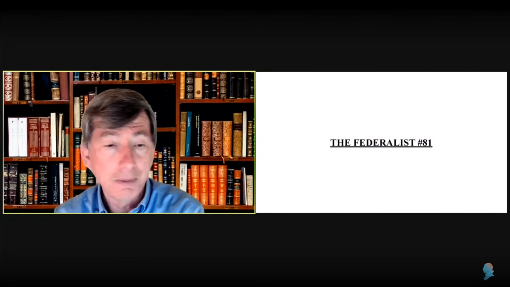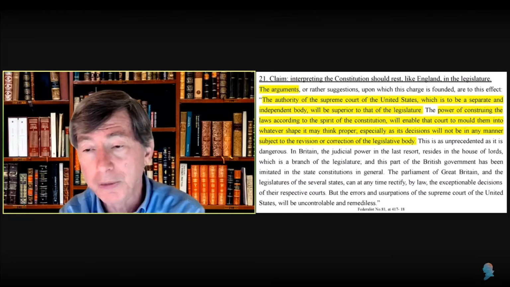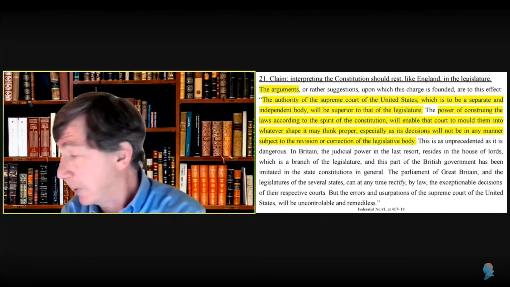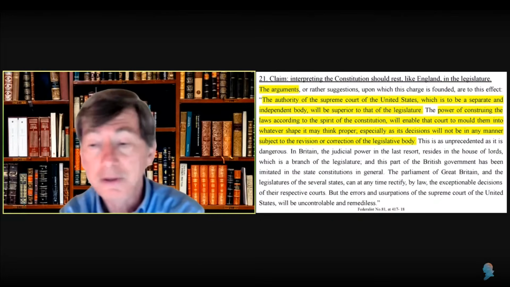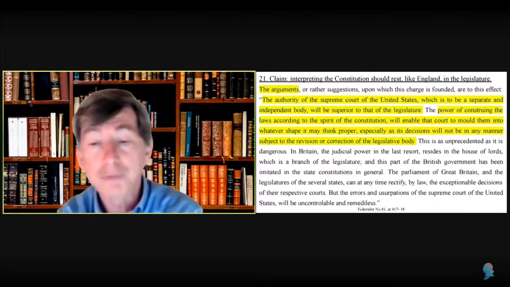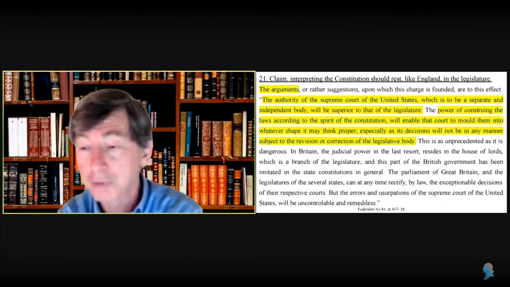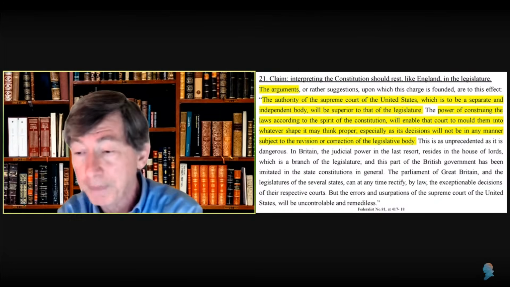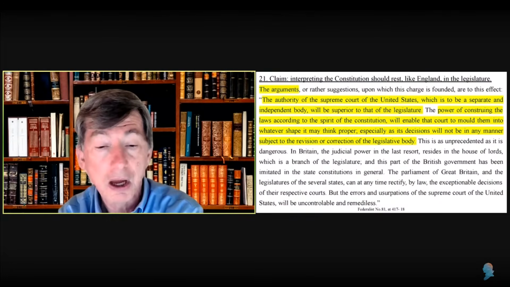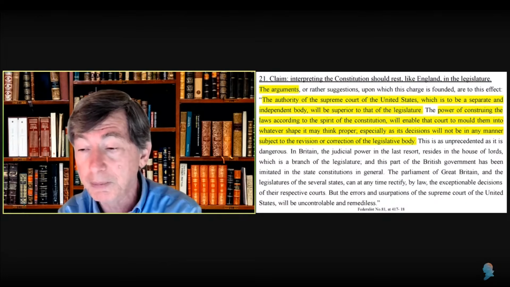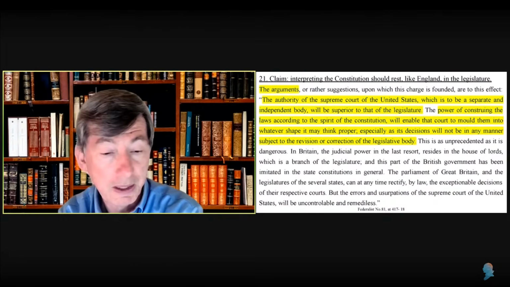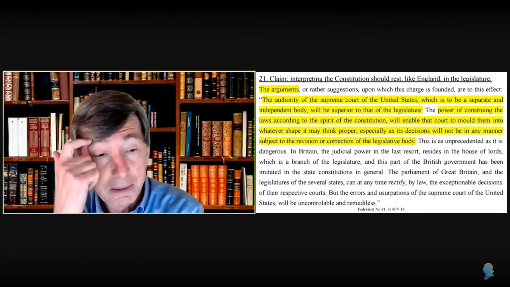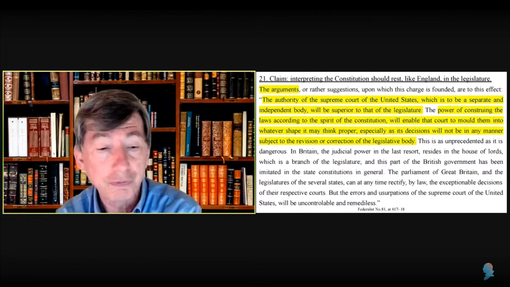So Federalist 81, we're continuing with the tack that the court should not really be as independent as it is. The argument here is that the authority of the Supreme Court of the United States, which is to be a separate and independent body, will be superior. We've heard that. The power of construing the laws according to the spirit of the Constitution will enable that court to mold them into whatever shape it may think. Okay? He goes on and argues this is false reasoning.